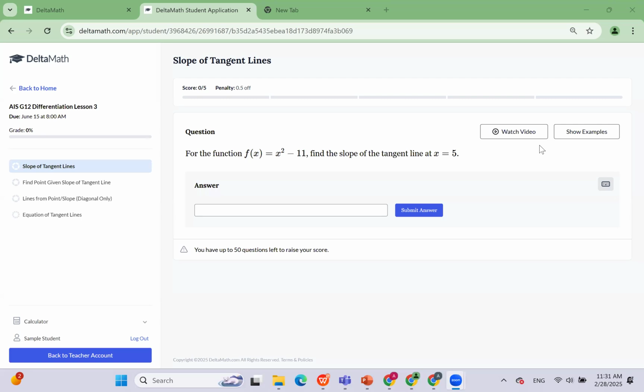For the function f of x equals x squared minus 11, find the slope of the tangent line at x equals 5. So the idea is that if we have a function that is a curve like this, and we want to get the slope at a point, we do that by drawing a tangent line to the function and figuring out the slope of the tangent line. And how do we do that?